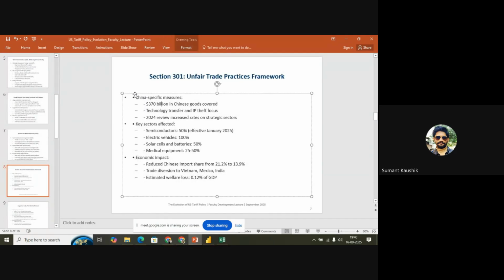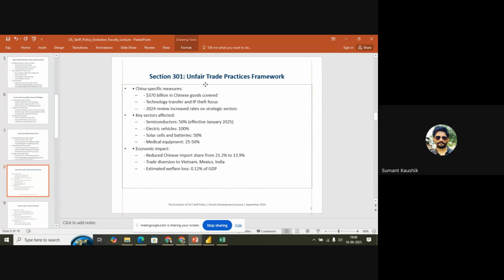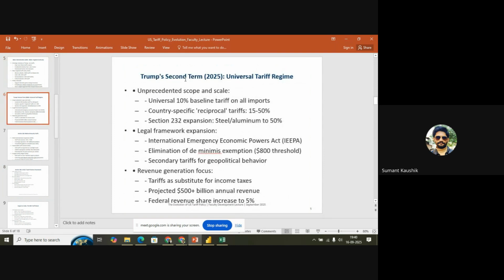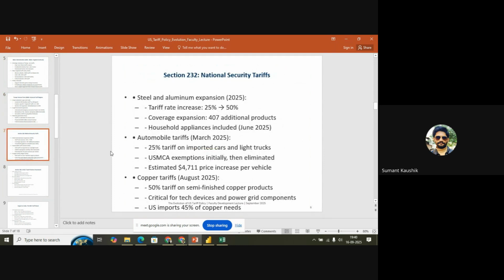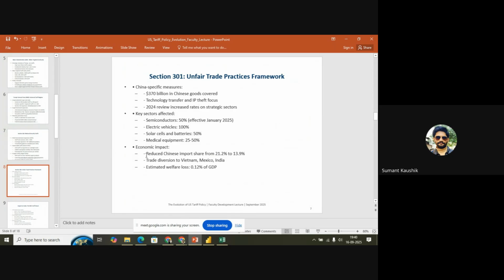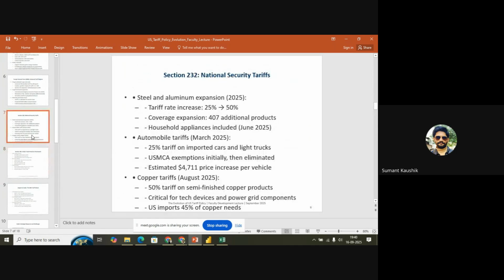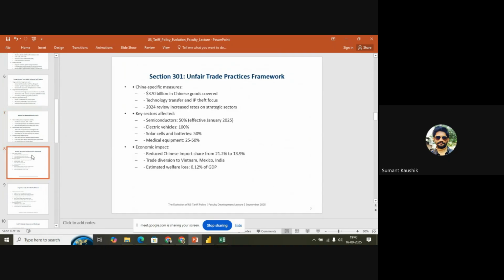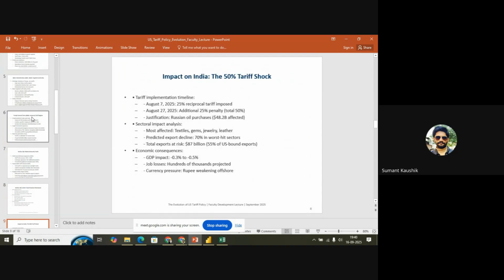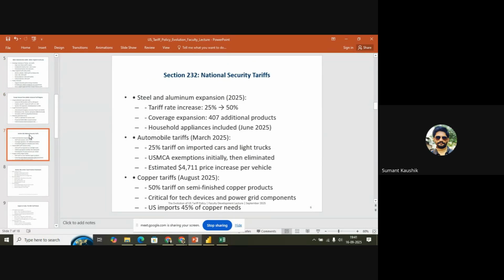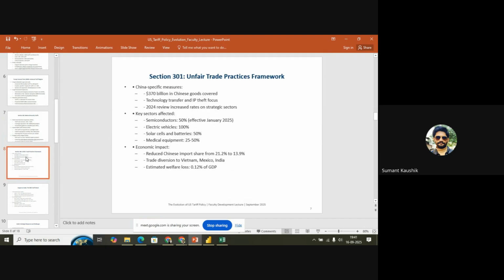And lastly, the unfair trade practices. As I mentioned, there are three reasons and three frameworks on which the tariff has been imposed. Number one was national security. Number two was unfair trade practices. And number three is... National security tariffs was number one, and number two was the unfair trade practices.